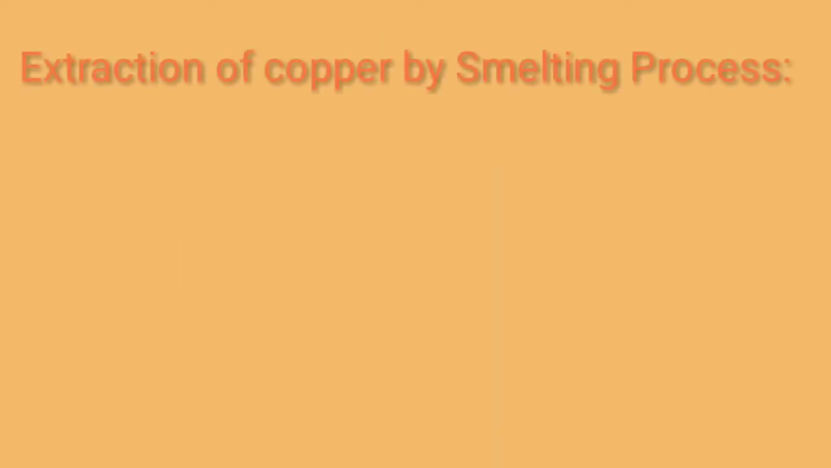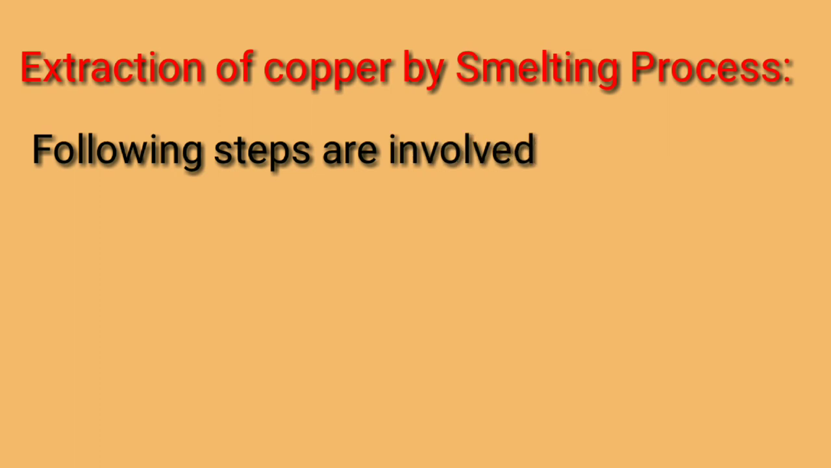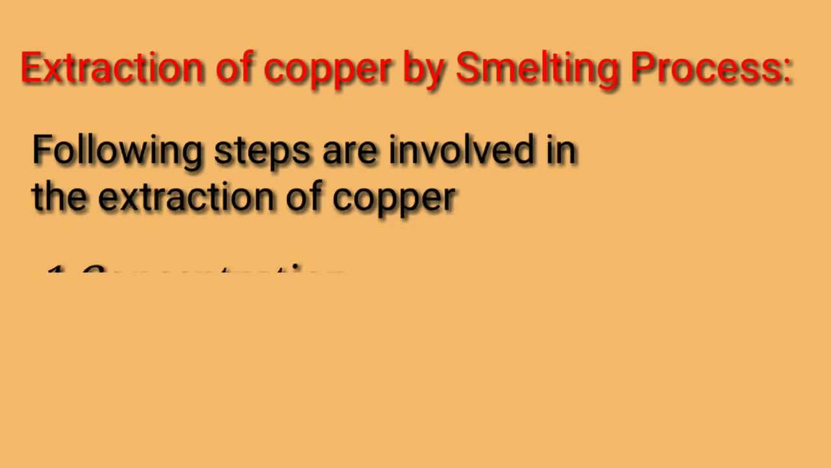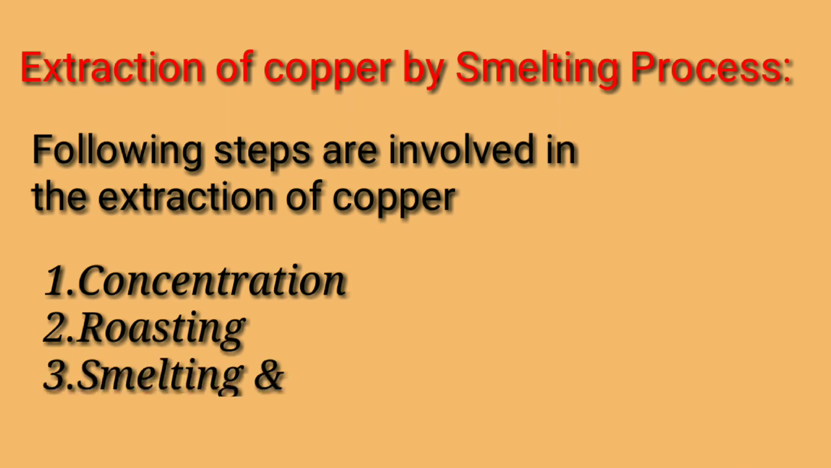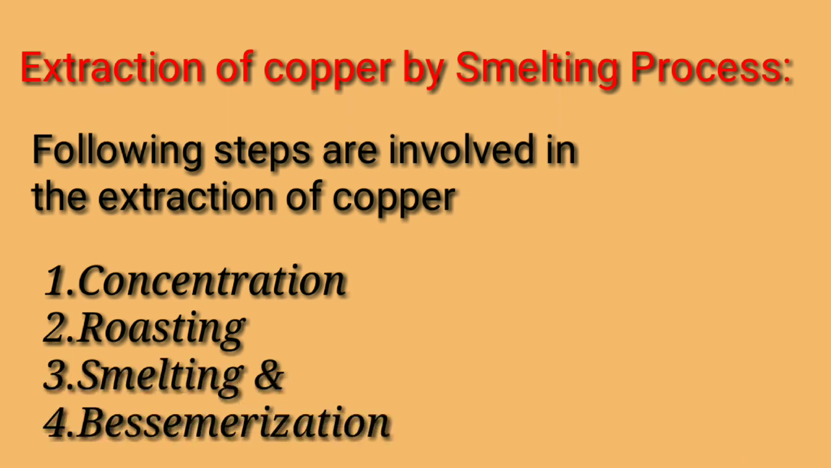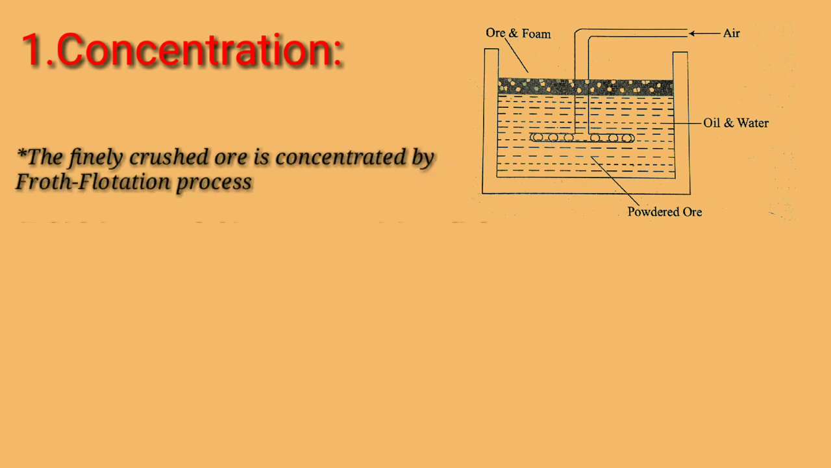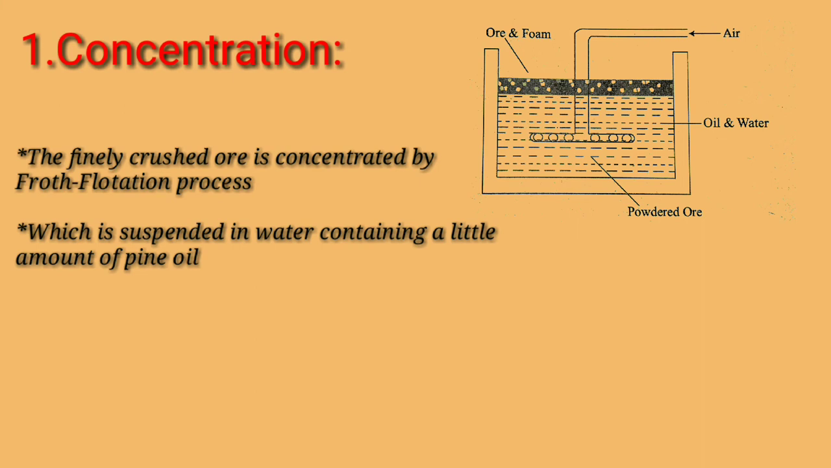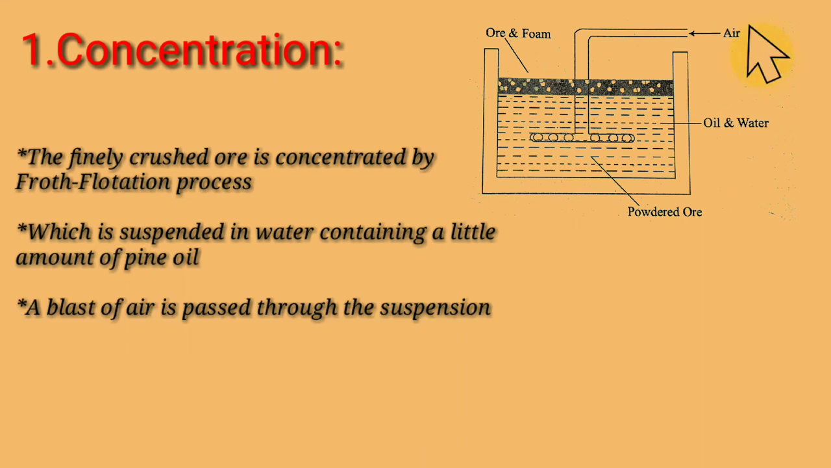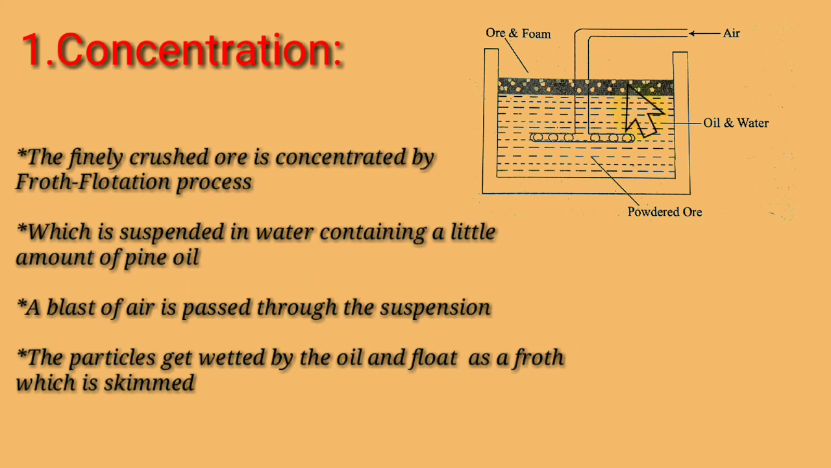Extraction of copper by smelting process. The following steps are involved in the extraction of copper. First is concentration, second is roasting, third is smelting, and fourth is bessemerization. First is concentration. The finely crushed ore is concentrated by froth flotation process, in which it is suspended in water containing a little amount of pine oil. A blast of air is passed through the suspension. The particles get wetted by the oil and float as a froth which is skimmed. The gangue sinks to the bottom.